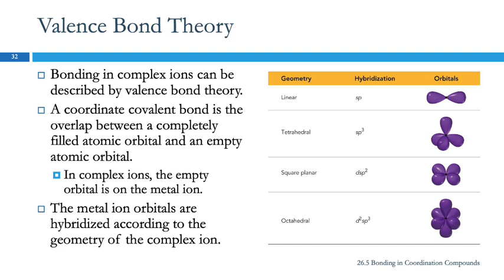So we can explain or describe bonding using valence bond theory. The coordinate covalent bond is an overlap between a filled atomic orbital on the ligand and an empty atomic orbital on the metal. Okay, so the empty orbitals on the metal ion. The metal ion orbitals are hybridized according to the geometry of the complex ion. So again, just like we determined the hybridization of a central atom by looking at how many electron groups are there, looking at the geometry told us what the hybridization is, that's what we're going to do here as well.